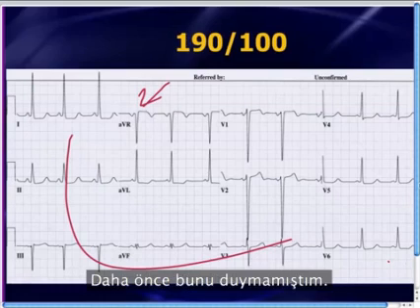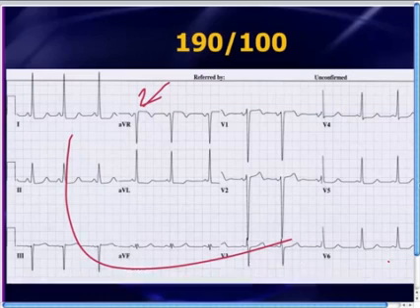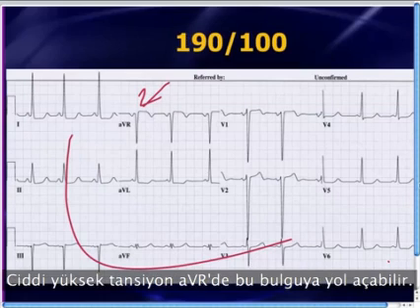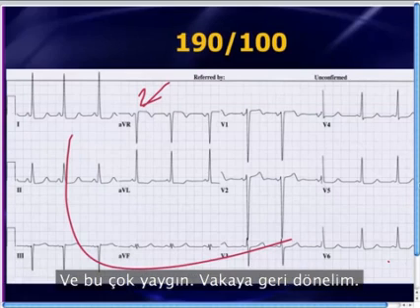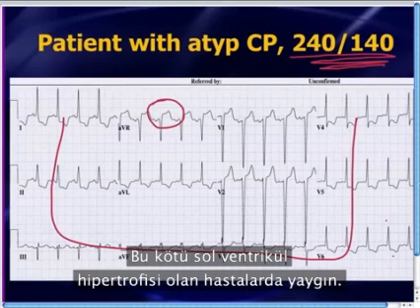I had not heard that before, and I did a little reading about that afterwards, and sure enough, there is actually some literature saying that severely elevated blood pressure can induce that aVR finding. And this is especially common. Let me go back to this case. This is especially common in patients that have really, really bad LVH.